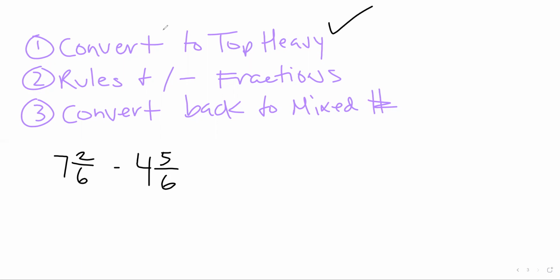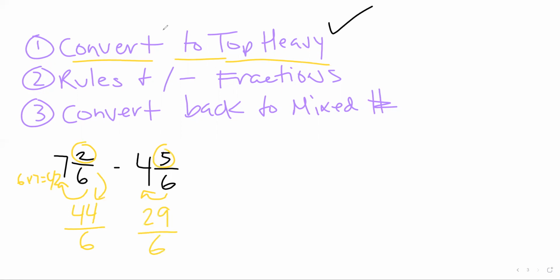So I'm going to convert to top heavy. I'm going to take 6 times 7. That's 6 pieces at 7 wholes each, so that's 42 pieces. 6 times 7 is 42, plus the 2 more. So that means I now have 44 over 6. Same thing, these are equivalent. And now 6 times 4 is 24, plus my 5 extra pieces is 29/6.